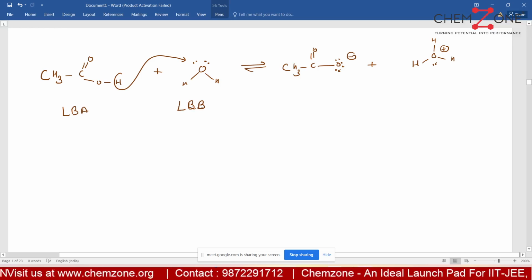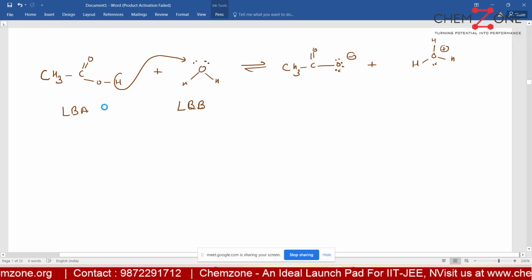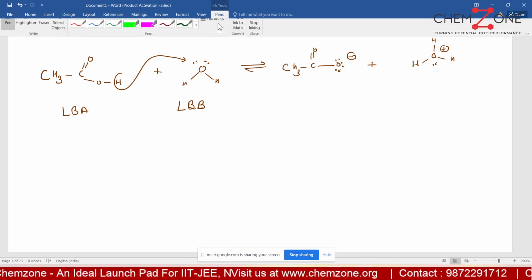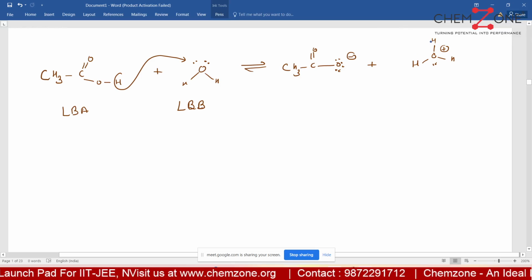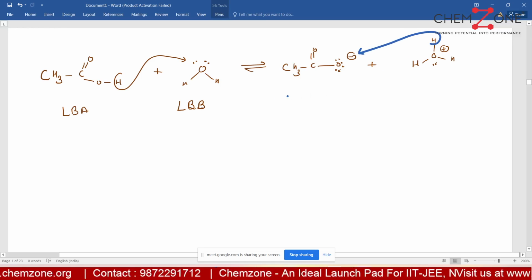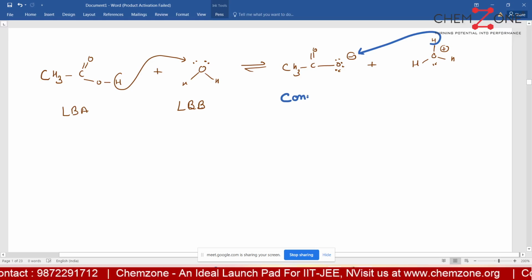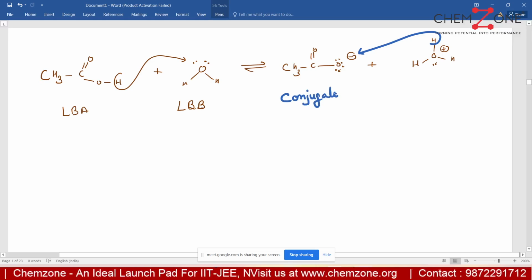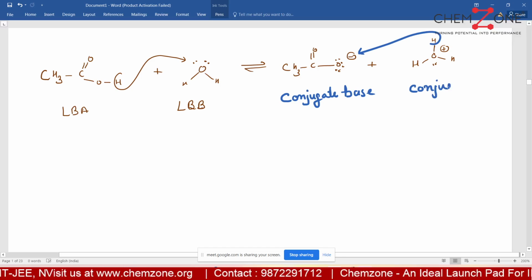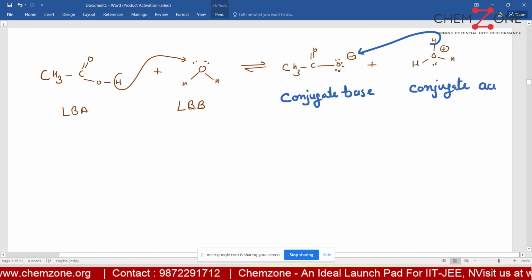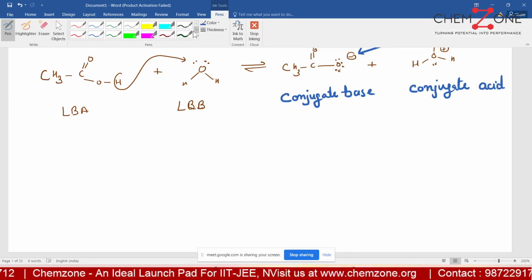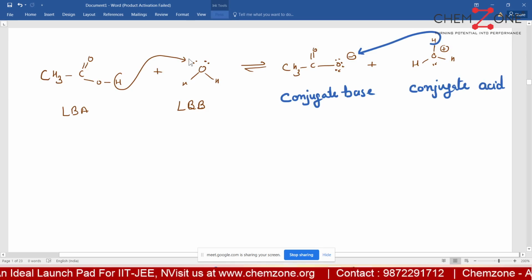The proton acceptor is the Lowry-Bronsted base. And acetic acid is a Lowry-Bronsted acid. And in the backward direction, now see the backward direction. It is just opposite. Now this is giving a proton and the acetate ion is accepting a proton. We call them a conjugate base. And this is a conjugate acid. Conjugate acid and conjugate base.